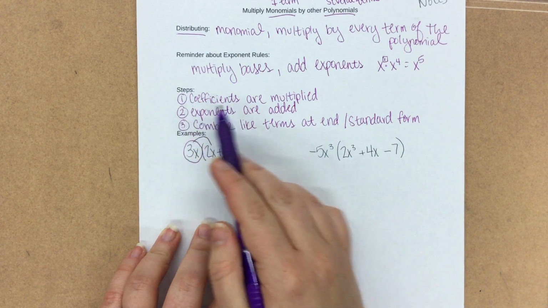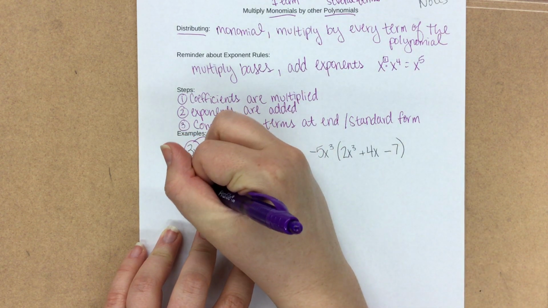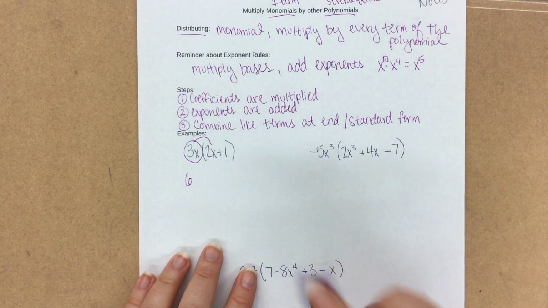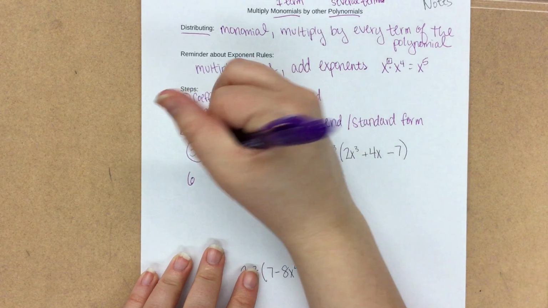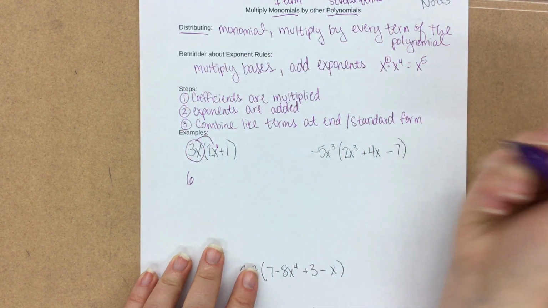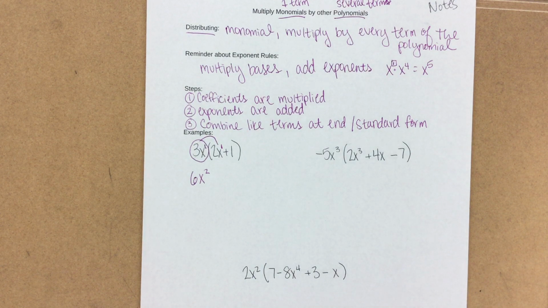So remember, step 1 is our coefficients are multiplied. So my coefficients are 3 and 2, so that's going to become 6. And then my exponents are added. So that's an x to the first times another x to the first. So this is going to become x squared. 1 plus 1 is 2.